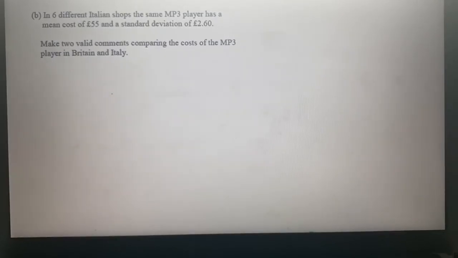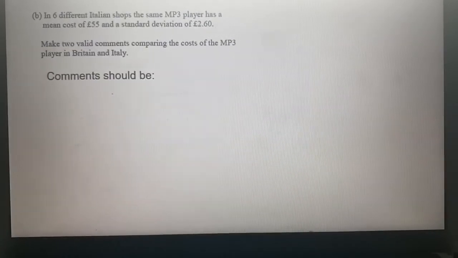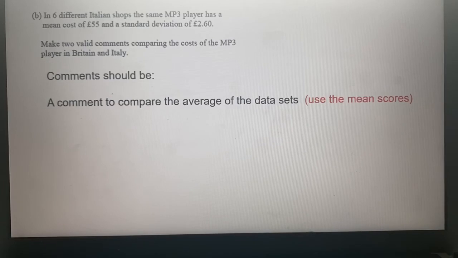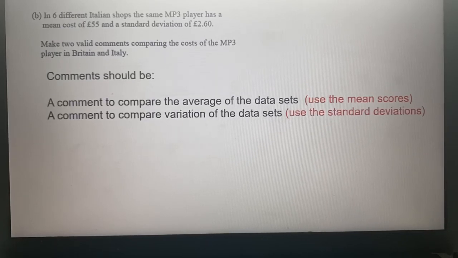So part B then wants us to compare these because it's in context. We would then want to do something with that. Why are we working these out? Well, we want to make a comparison between the British costs and the Italian costs. So now the comparison should be 2 different things. One comment should be to compare the average of the data sets. So that's our mean values. And one comment should be to compare the variation of the data sets, and that's using our standard deviations.